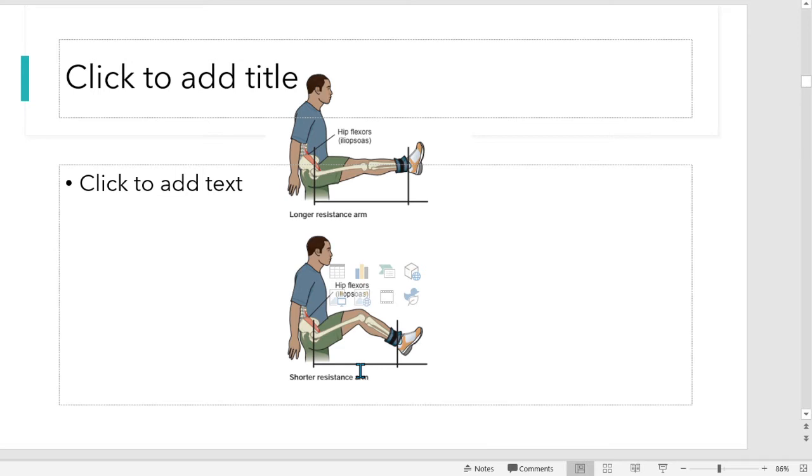Because when the resistance arm increases, your effort arm, or your effort force, or the force needed to lift your leg, also increases. If you shorten the resistance arm, there is less effort force applied by the muscle to lift the leg.